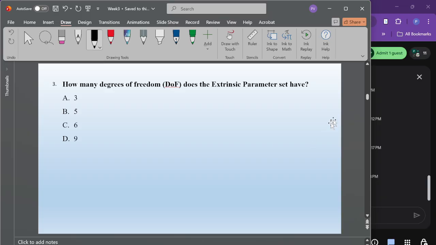Now moving to our next question: how many degrees of freedom does the extrinsic parameter set have?